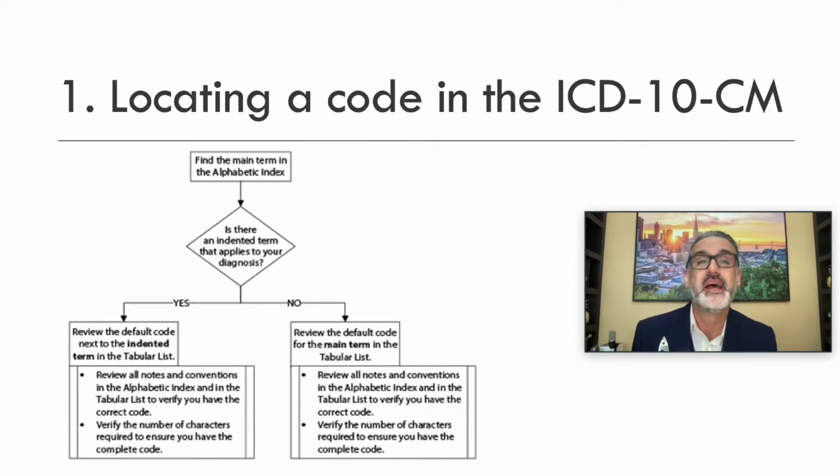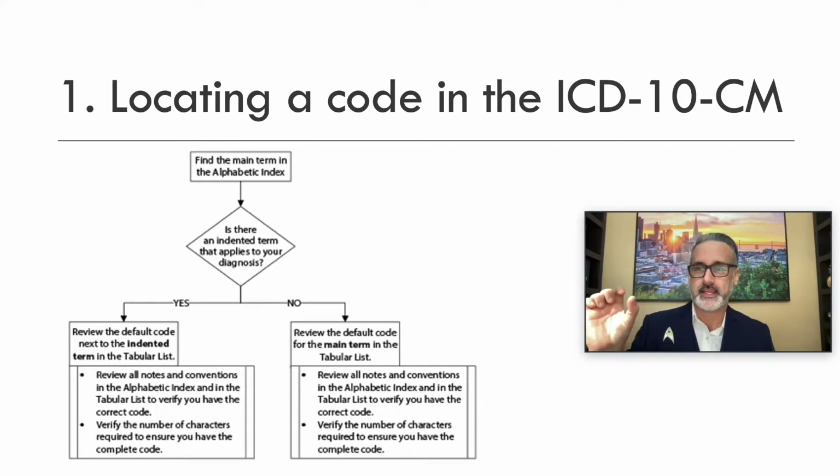Like we learned last time, the default code is when we look up the first term, whatever that code is next to the term. And then if there is the indentation, then we look at the default code, and then we review all notes and conventions in the alphabetical index and in the tabular list to verify that we have the correct code. And then also we verify the number of characters to ensure that we have the complete code.